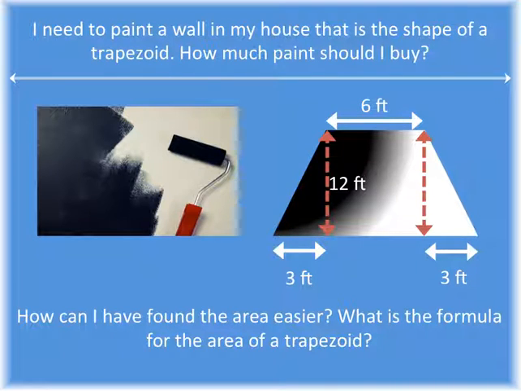Okay, how could I have found the area easier? What's the formula for the area of a trapezoid? It would have been a lot nicer just to plug in numbers and say here we go, versus splitting it up into 3 totally different shapes. So what if we take that trapezoid and we cut it in a slightly different way?